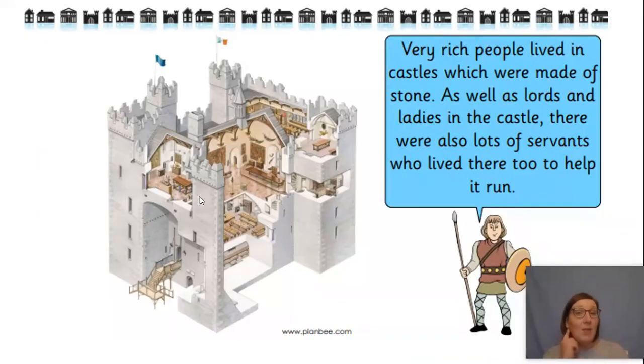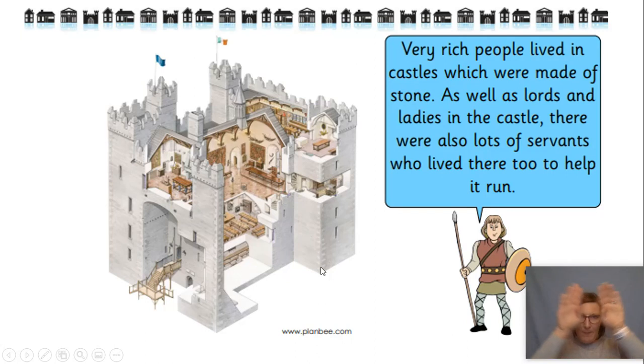Now, in the same time period, very rich people lived in castles that were made of stone. Now, these were handcrafted to make sure that they were kept grand and beautiful and warm. As well as lords and ladies in the castle, there were also lots of servants who lived there to help run it. Now, compared to the normal house in this time period, in the medieval time, in a castle, there were lots and lots of rooms and stairs. But do you notice, does it have any windows? Not really. They have small little slits here, can you see?